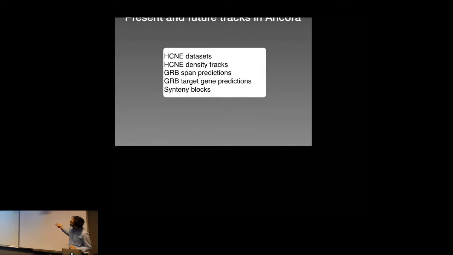And so the present and future tracks in ANCORA will have conserved element datasets, and density tracks are already there. Yearly span predictions are getting uploaded, and these are proxies of these very stable developmental TADs across all the genomes and synteny blocks. And since we always compare actual TADs, we have TAD data, TAD span data, and interaction data that we can also submit to DANIO-CODE, and we plan to do that.